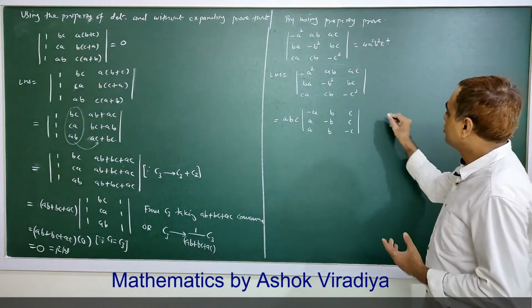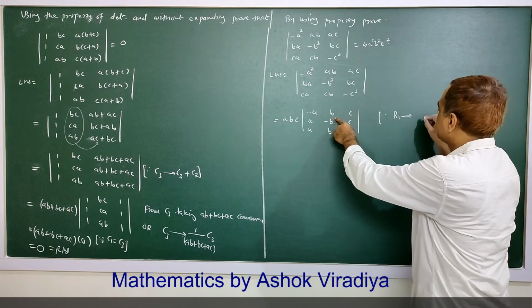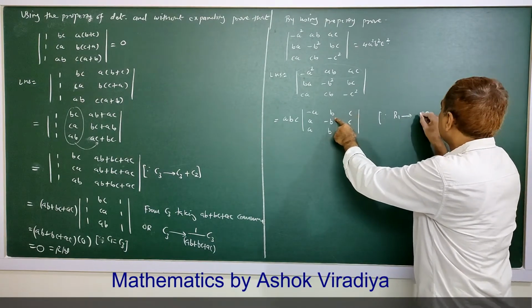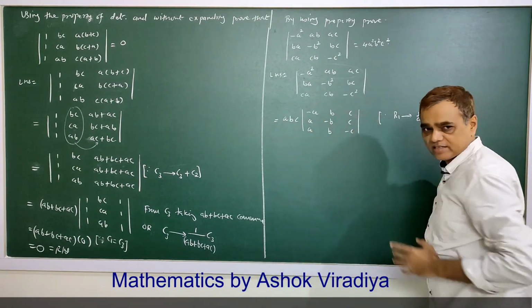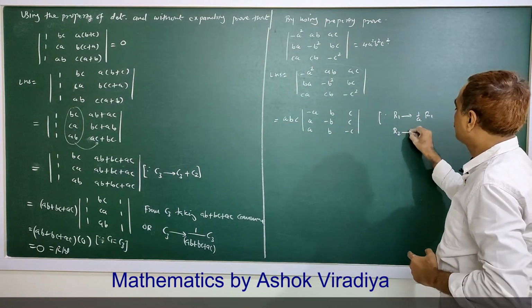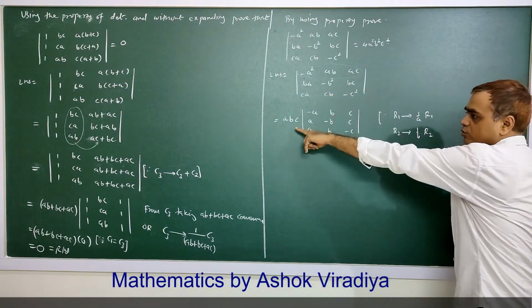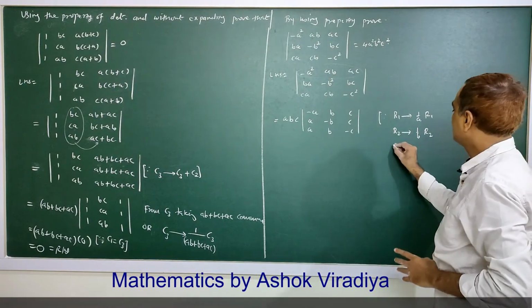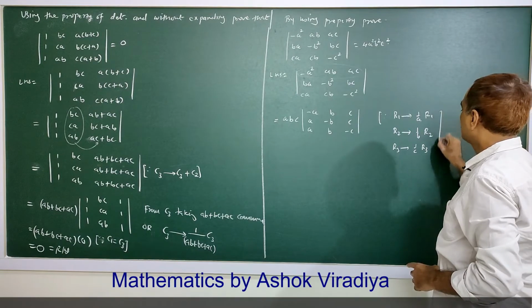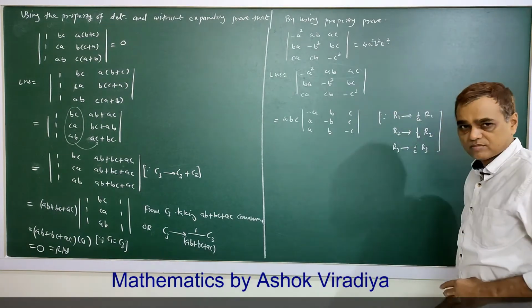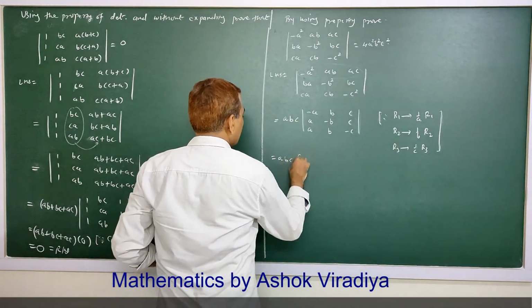So what operation do we perform here? Change is in first row. First row is divided by A. Inside divide, so outside multiply. Second row is divided by B. Inside divide, so outside multiply. Similarly, third row divided by C. So this is performed. That is ABC into.